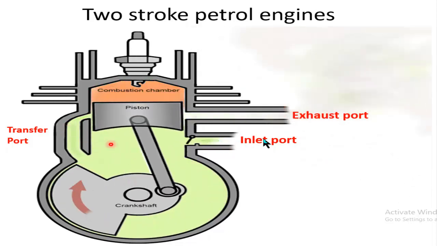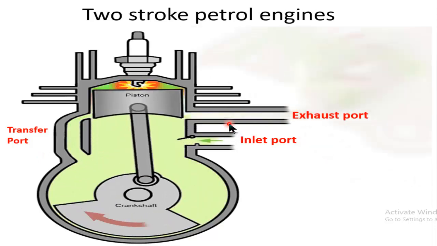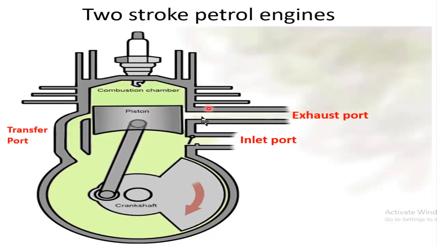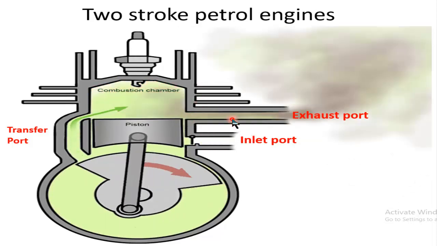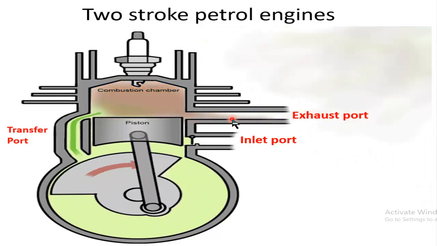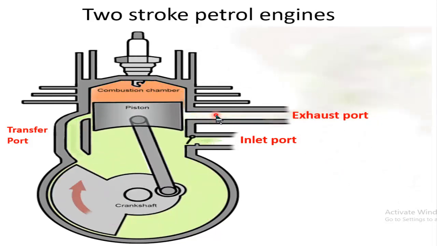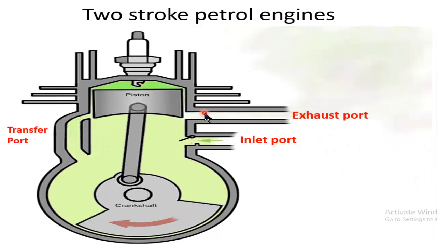These three ports are opened and closed by the piston itself. The piston movement itself will operate the opening and closing of these three ports. But in the four-stroke petrol engine, the valves are operated by a separate camshaft arrangement. So that is the one major difference. And now we will go to the working.